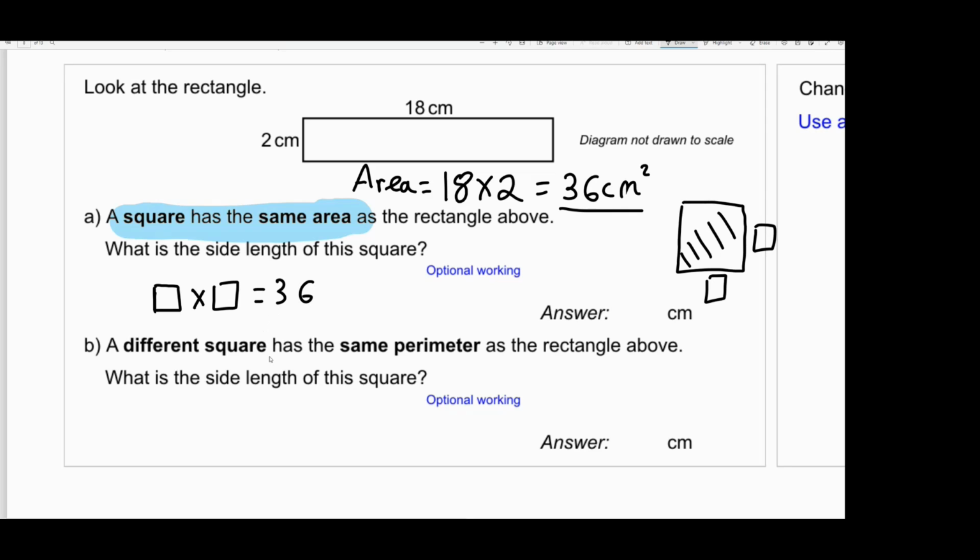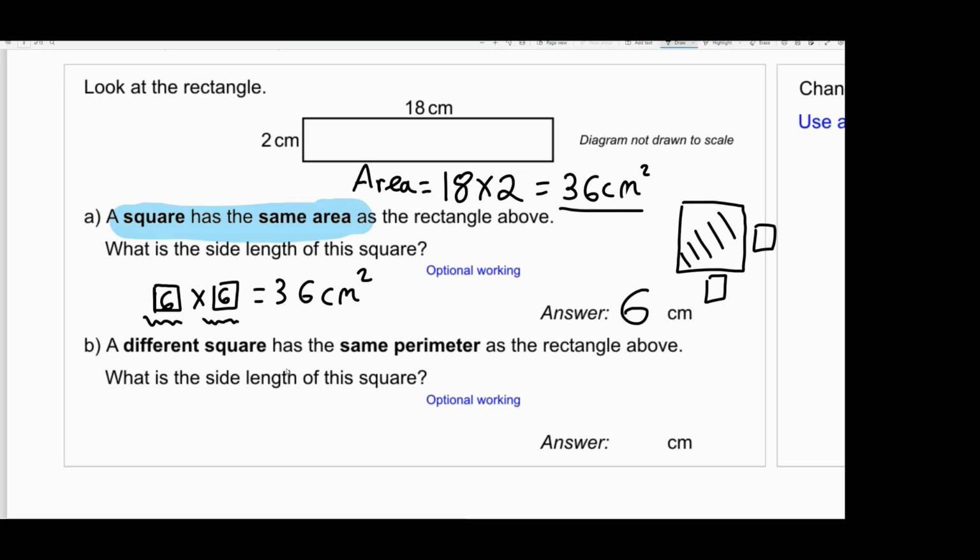So it would be 36 divided by 4 if it was the perimeter, okay? But the thing is, the area is 36. So I need to think of a number that when I times it by itself, I get 36. So what number would that have to be? It's very close. It's going to be 6 times 6, right? 6 times 6 is 36. The answer would be 6, but you've got the right idea.